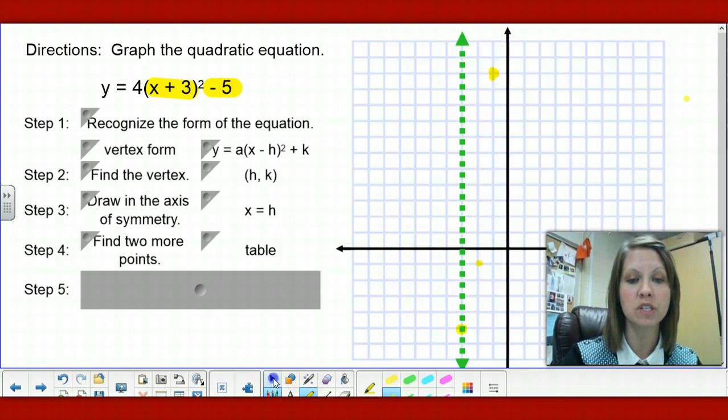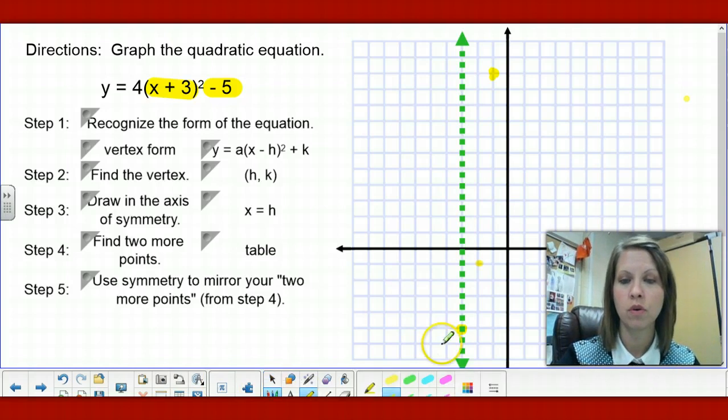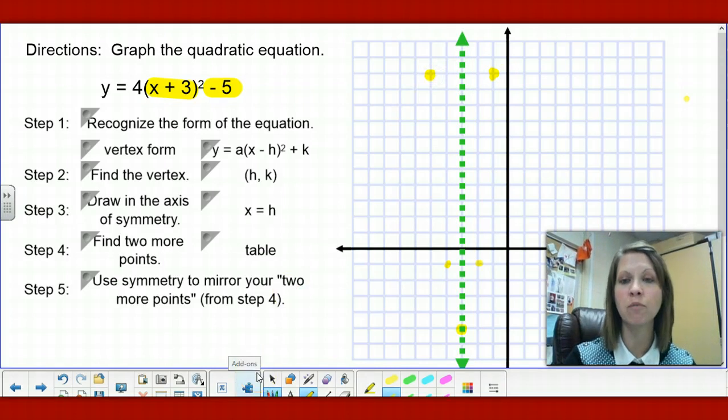We can then, for step 5, let's not do any more in a table than we need to. Let's make this easy on ourselves. We're going to use the symmetry to mirror 2 more points. Instead of going out 1 to the right of the axis of symmetry, we can go out 1 to the left and have another point. Up here, go out 2 to the right and 2 to the left, and you have the same y value. And now you have the 5 points you need to make a nice U shape.